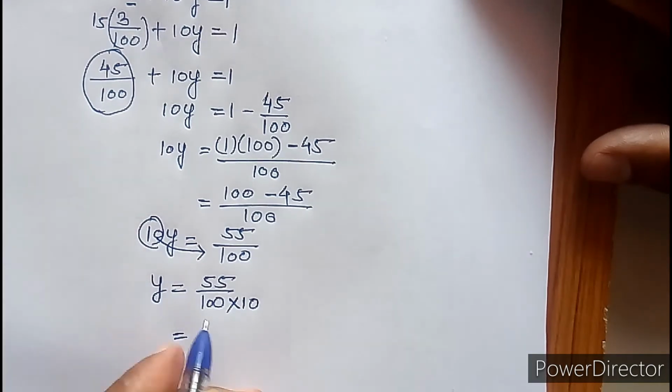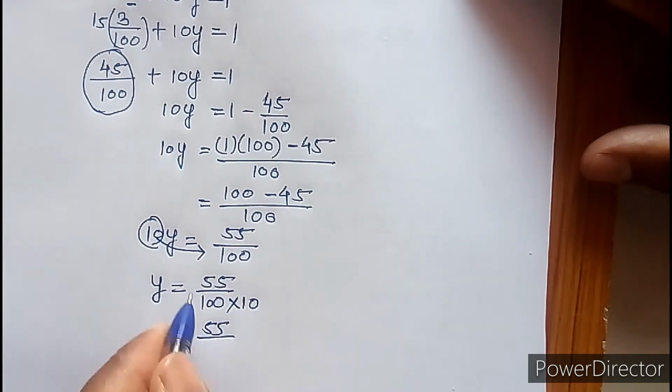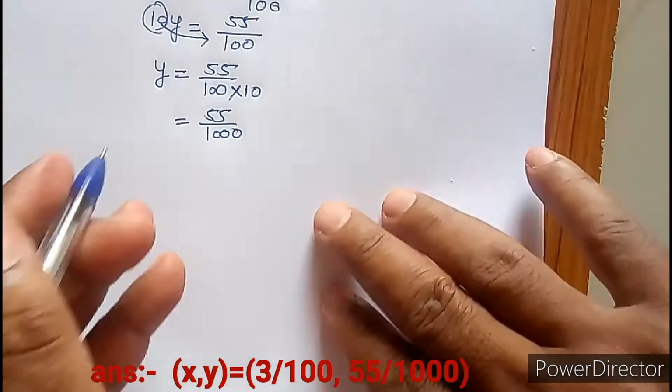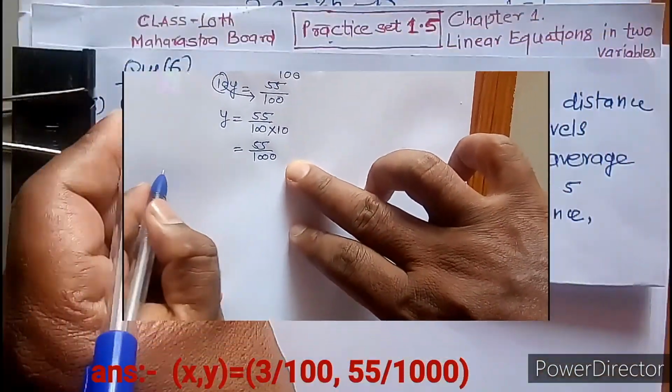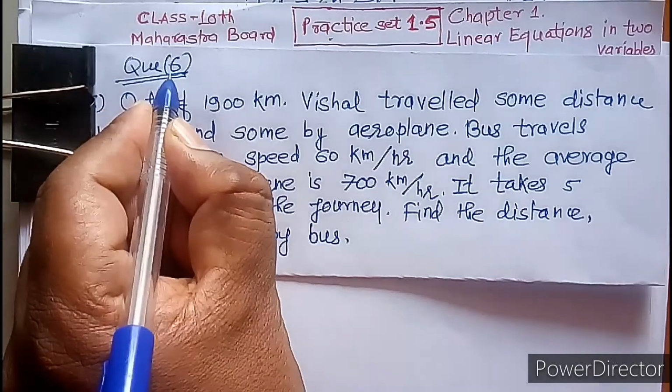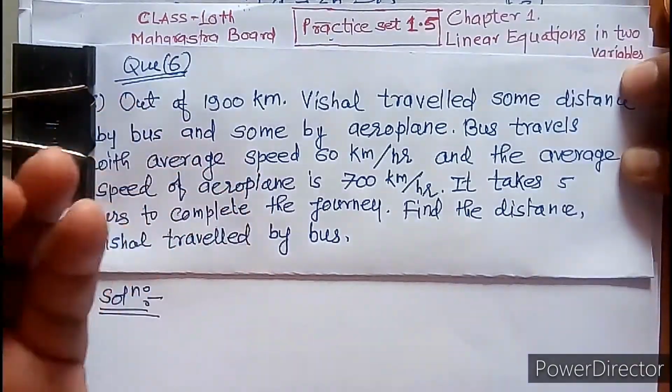Now here we get 55 upon 100 into 10, it will be 1000. Now the value of y we get 55 upon 1000 here. Now moving towards the last question, question number 6 of practice set 1.5.